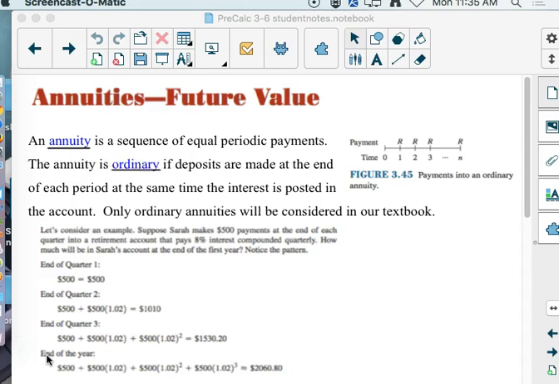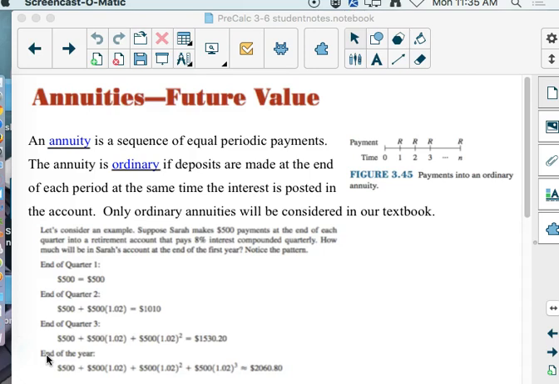The annuity is ordinary if deposits are made at the end of each period at the same time the interest is posted in the account. So ordinary is the most basic type for us to figure out. That's because we're setting things up so that they get money at the end of each quarter for the interest, the end of each semi-annual period, whatever it is. So this is not a special situation, which would be they start making the payments in April, and payments are supposed to be done quarterly. We're not going to jump to any of that.